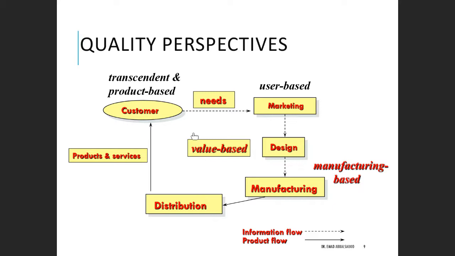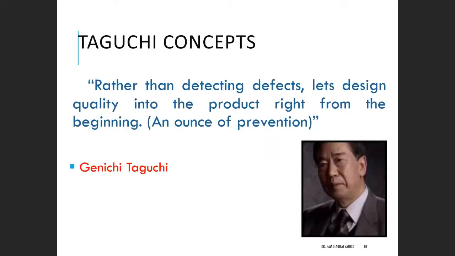From the quality perspective, the customer's needs have to go to marketing, and they understand how the customer thinks and needs. So it goes to the design, and then manufacturing, and then distribution, and then to the customer. Product and services, how they meet the customers. This is how the loop for manufacturing has to be done, considering the value based in the design on the customer requirement, and including that in every single process step in the production or the service.